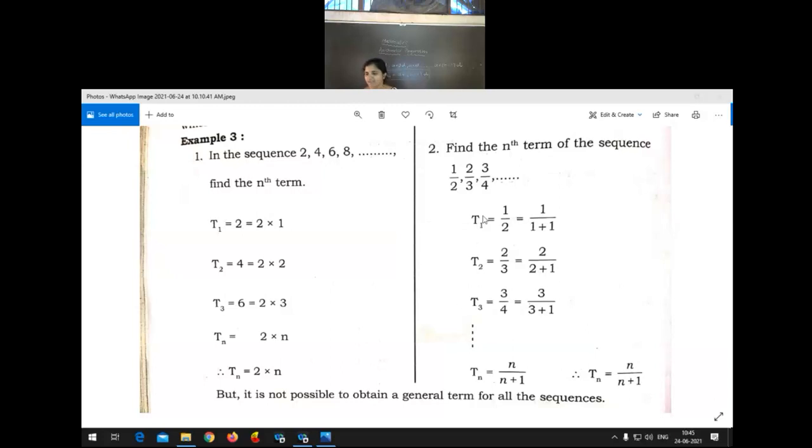So here, we have to find out the general term for this one. If I want to find out the 15th term of this one, I have to find out what rule they have applied, no? So 1 by 2, we took it in the form of 1 divided by 1 plus 1. Then 2 by 3, here 2 divided by 2 plus 1. So the numerator is increasing by 1, no? And the denominator is also increasing by 1. So we are taking 1 divided by 1 plus 1, then 2 divided by 2 plus 1, then 3 divided by 3 plus 1. This type we took actually.